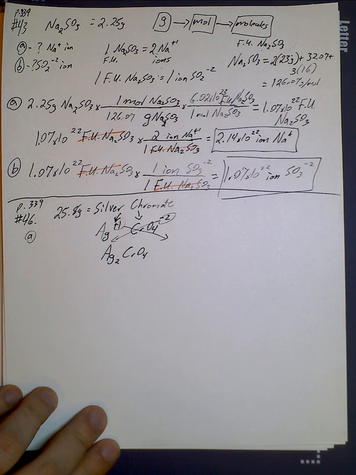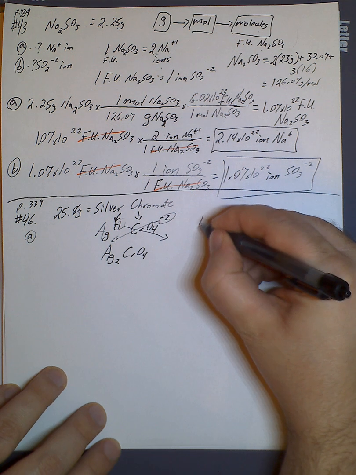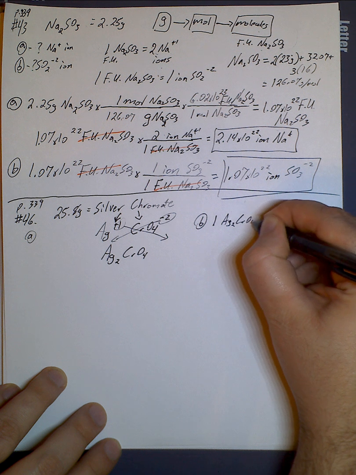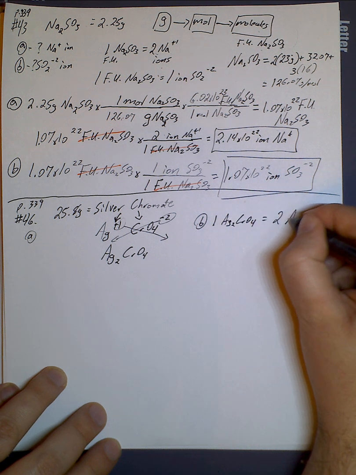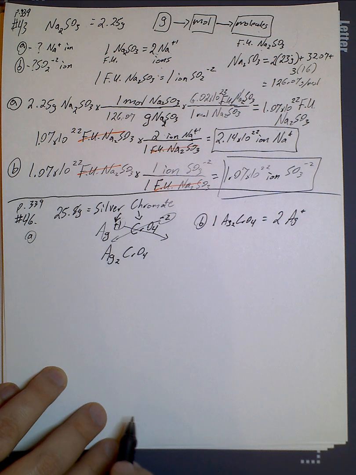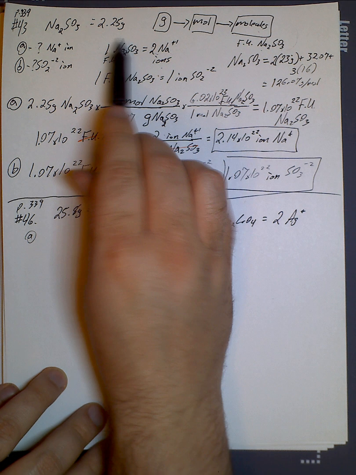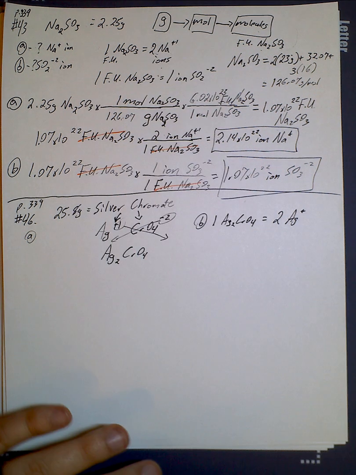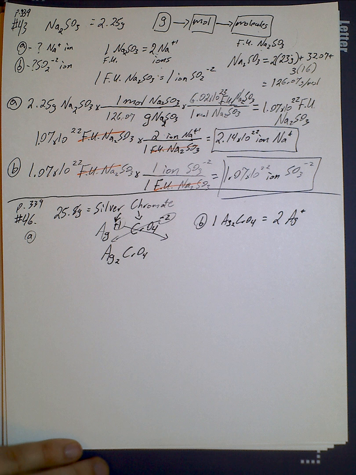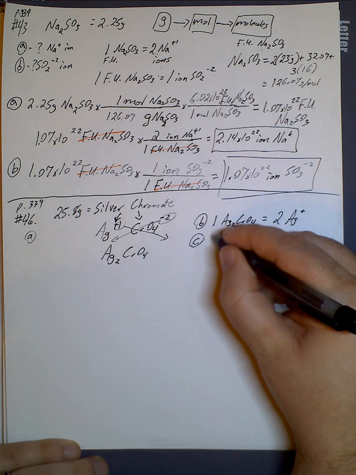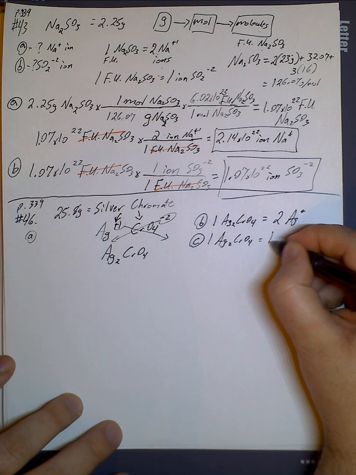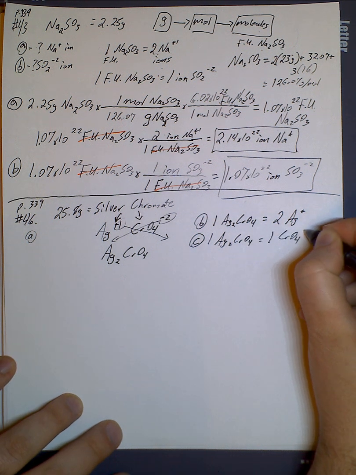Now, part B to this question wants to know how many cations are present in the sample. So part B, Ag2CrO4 has 2 Ag pluses. Notice this relationship is actually very similar to what you had to think through in question 43. It's just phrased differently in the question. Part C wants to know how many anions you have. Well, for every one of these, you've got 1 CrO4, -2.